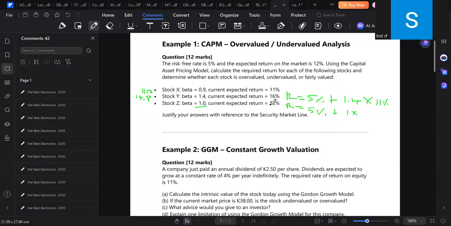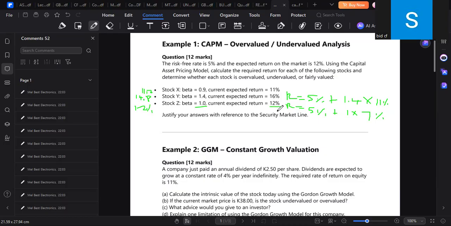The expected market return, 12%, minus what? A risk-free rate of 5%. So 12 minus 5 is what? 7. So 1 times 7 is 7. 7 plus 5 is 12. So here we're getting 12 as our market return against the 12.